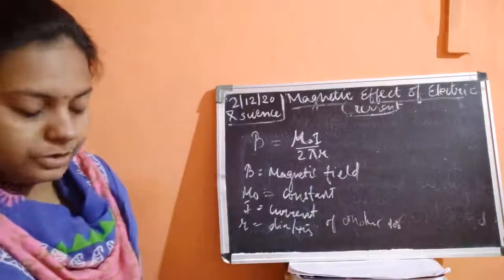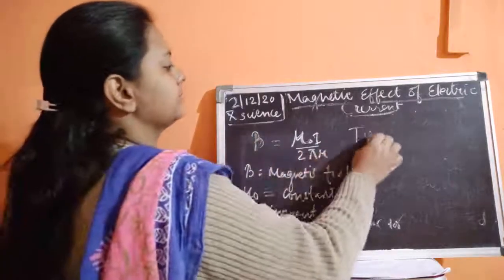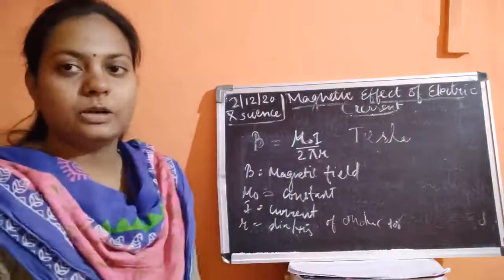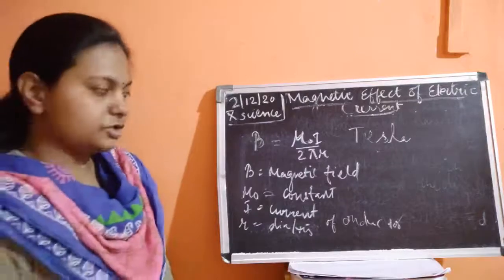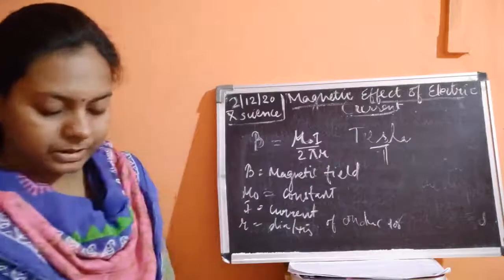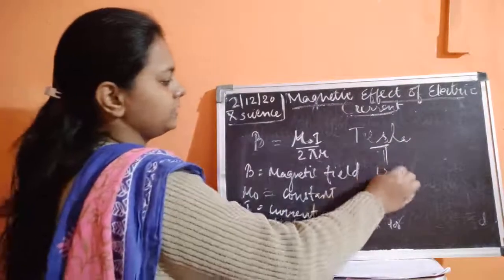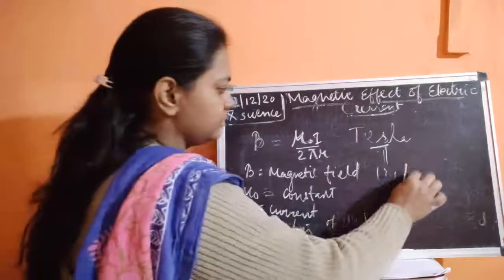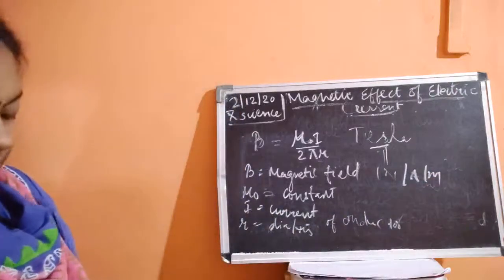Fine. The unit of magnetic field is Tesla. As this was discovered by Nikola Tesla, its unit is Tesla. It is denoted by capital T. This is equal to 1 Newton per ampere per meter.